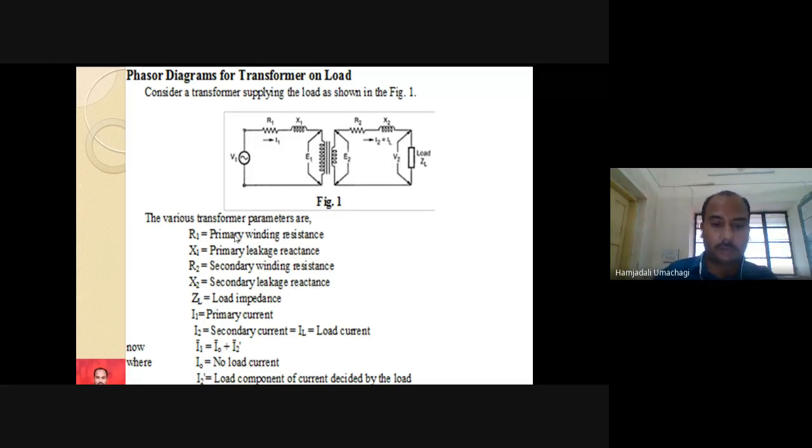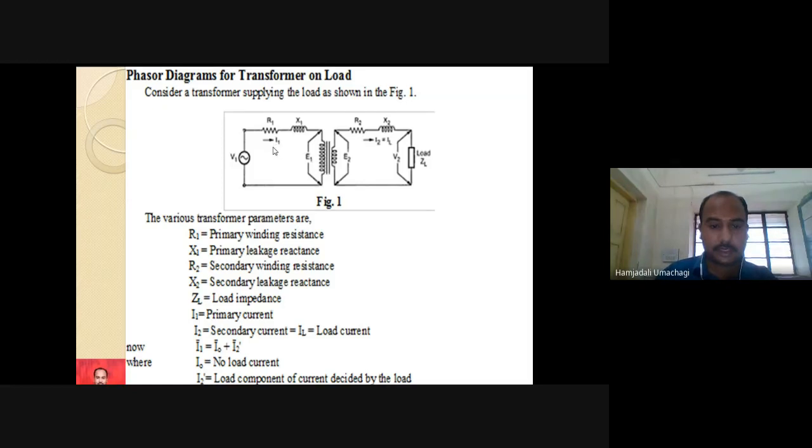One thing you remember here: 1 stands for primary side, 2 stands for secondary side, this notation. Then ZL. What is this ZL? Load impedance. ZL is the load impedance. This load might be R, L, or C, that is resistive, inductive, or capacitive. Then comes current I1. What is this current I1? Current I1 is the primary current.